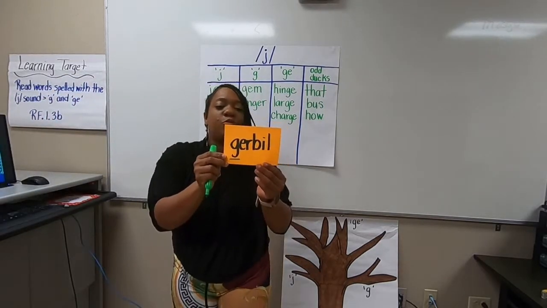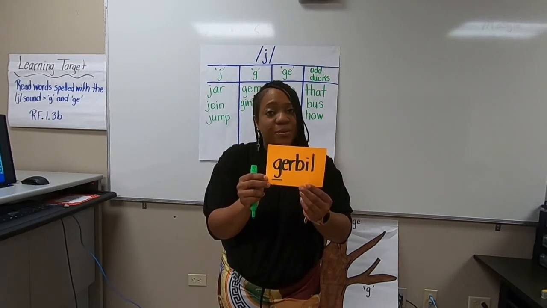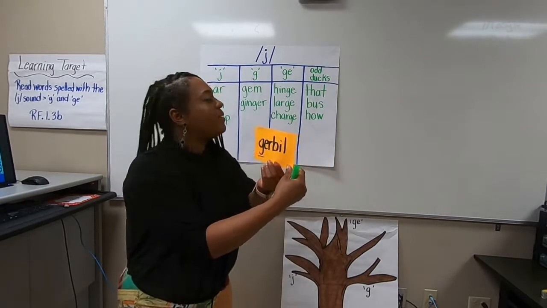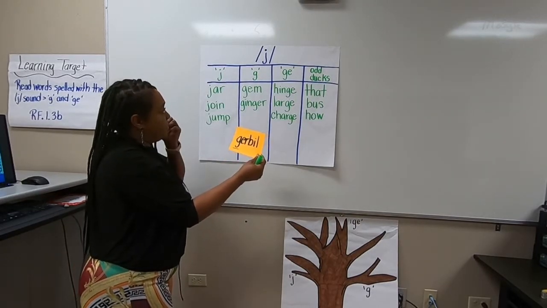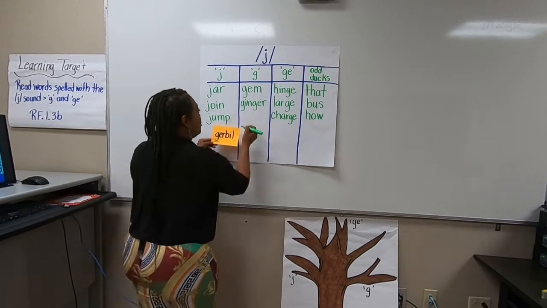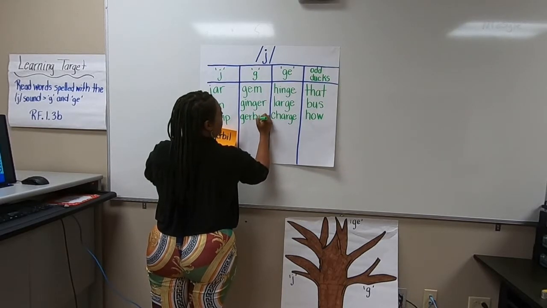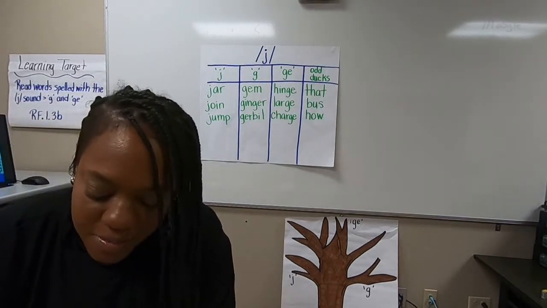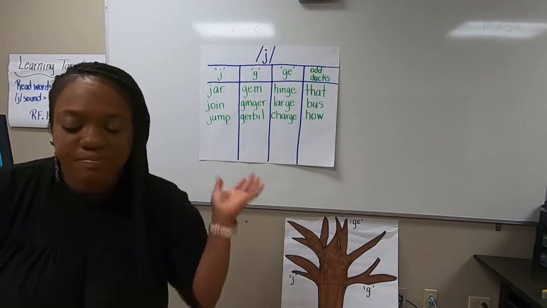And our last word is gerbil. Gerbil. You hear the J sound? Very good. So we know it's not an odd duck. So where is it going to go? The G? Yes, gerbil has the soft G sound. You guys did an awesome job. Very good, you guys.